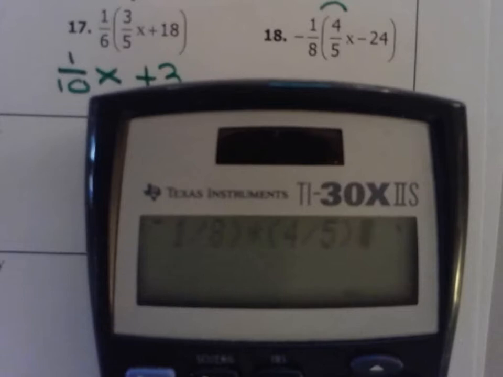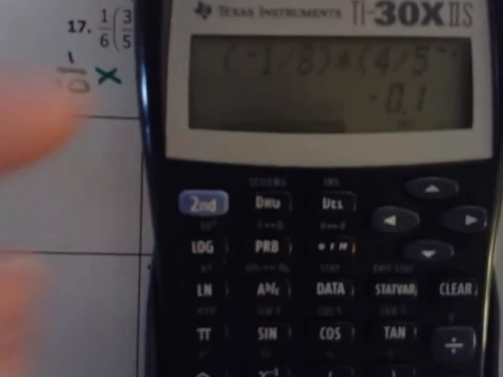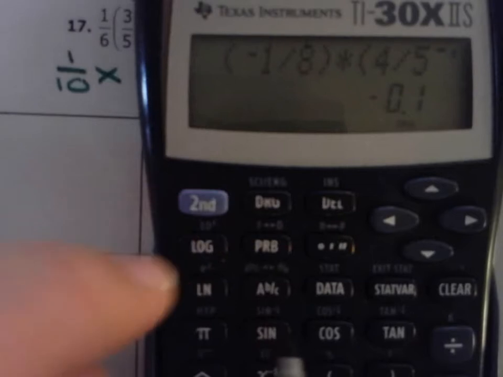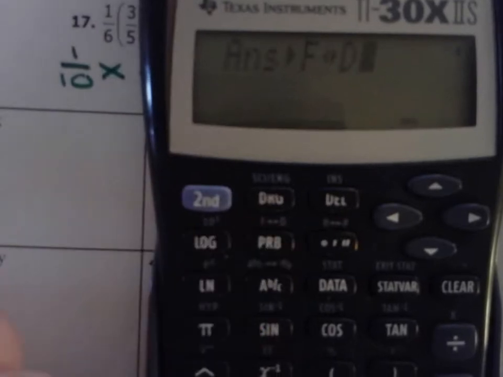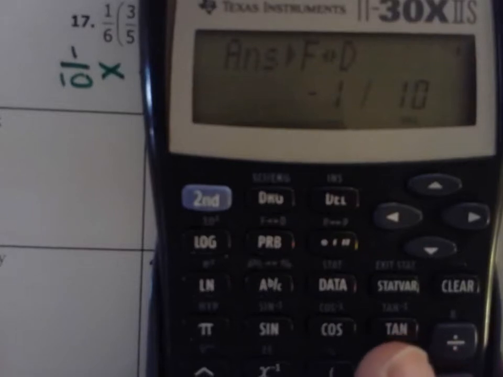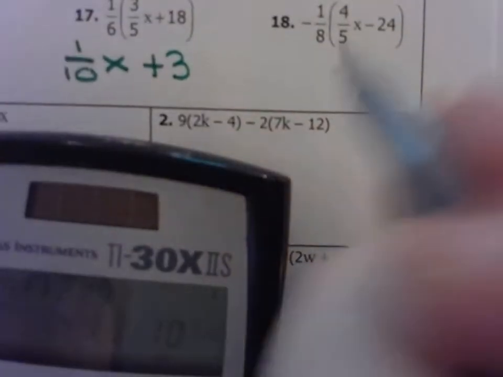Now, if it gives it to you as a decimal, we know how to convert it. Yep, it gives it to me as a decimal, negative 0.1. So to get it as a fraction, press the second button right here, and then the PRB, which has F to D. I want the answer to go from a decimal to a fraction. Press enter, and that is a negative 1/10. Or if you use the fraction button, if you've been taught that way, it'll already do it. So negative 1/10 x.